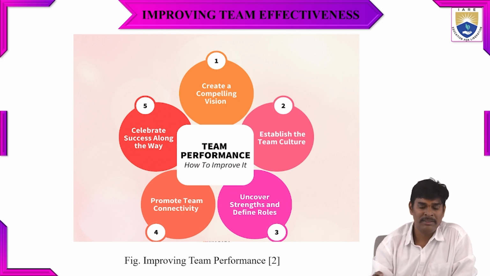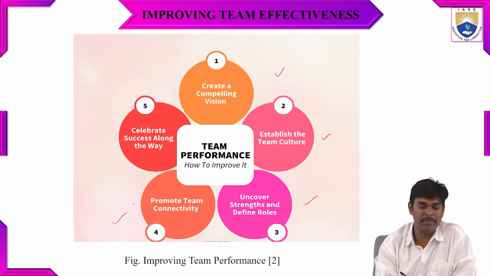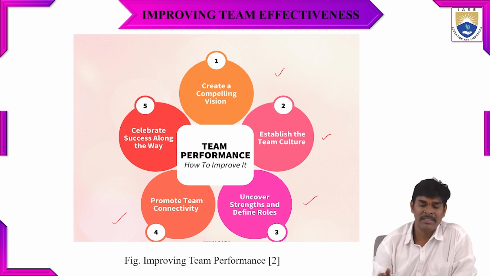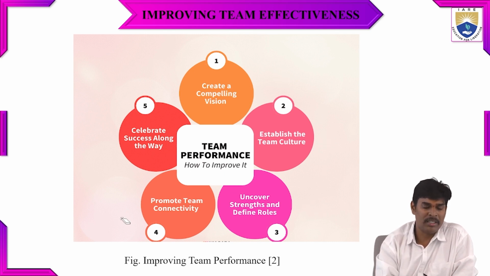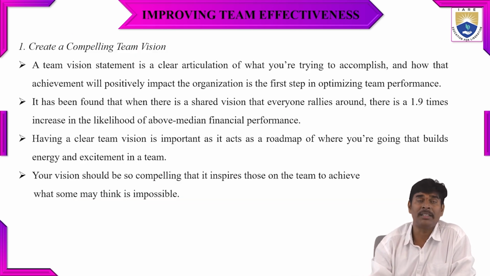Okay, so here is another way to improve the team. There are 5 criteria. The first one is create a compelling vision. Next is establish the team culture, uncover strengths, define roles, and promote team connectivity. And finally, celebrate success along the way. So this is the main task to improve the team. Here we'll discuss each one by one.